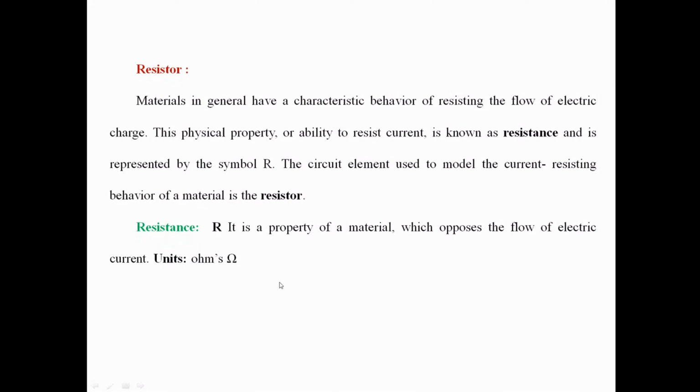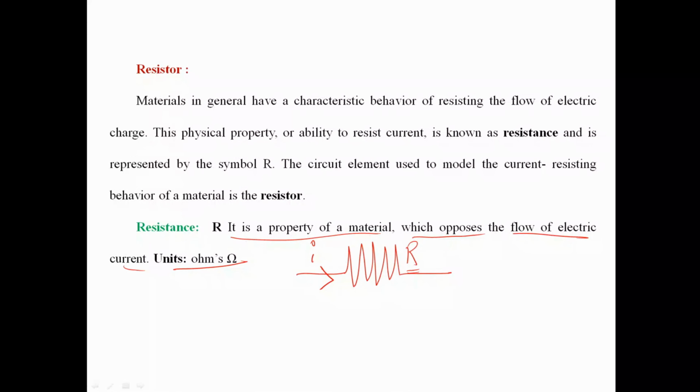So resistance is a property of a material which opposes the flow of electric current, and the unit for this is ohms, and generally it is represented by a symbol like this. So a resistor is represented by a symbol like this, since it is trying to oppose the flow of current I. It is represented like a speed breaker, so it is like a speed breaker to the current.